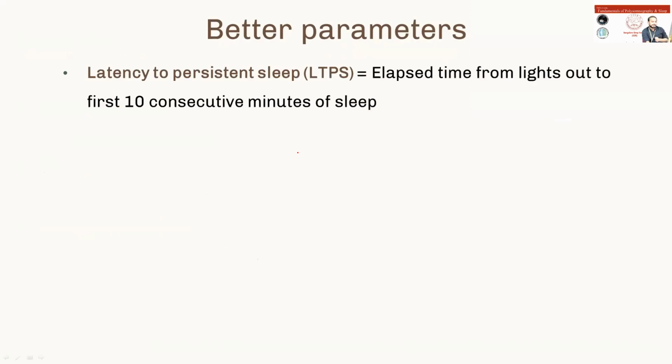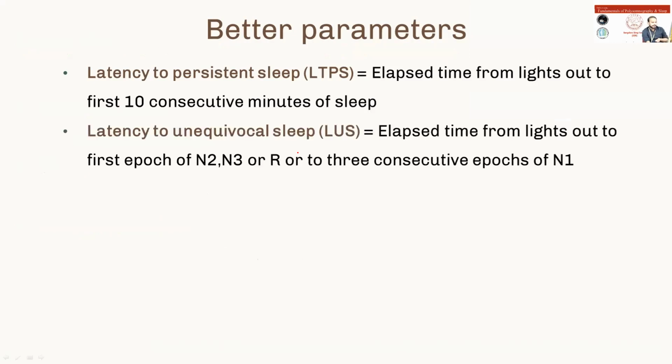For example, there is something called latency to persistent sleep. That is the time elapsed from lights out to the first 10 consecutive minutes of sleep. So instead of sleep onset latency, we keep counting until the person has reached stable sleep, and that is LPS. Then there is something called latency to unequivocal sleep. So instead of stopping at N1, you calculate the time taken by the person to reach stable sleep. N1 is a very shaky stage compared to N2. So you wait till the person hits N2 and count those many minutes.